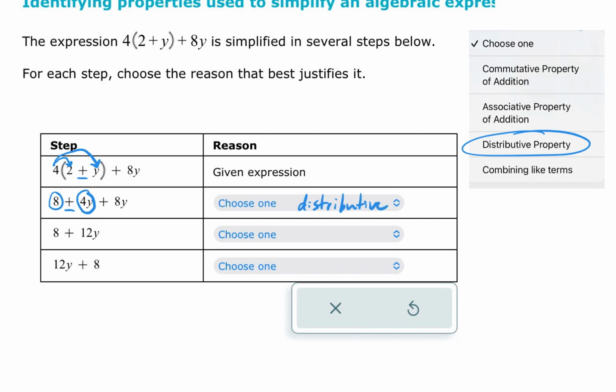And then the next step, we did something from this to get to this. And it looks like what we did is we combined the y's. These two terms right here, 4y and 8y, are called like terms. So we combined like terms, which is this one right here. So we did this first, then this.